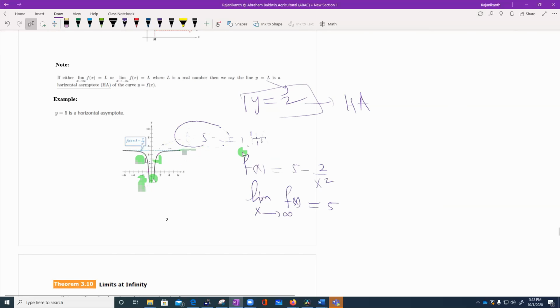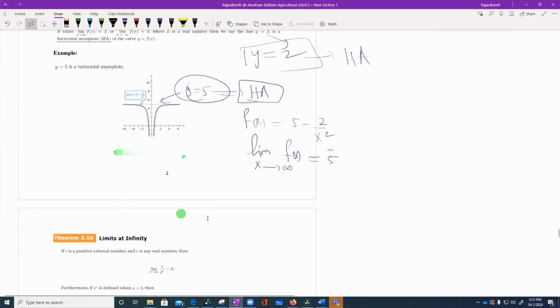Asymptote means the graph should approach that line, but not meet the line. It should approach all the way to that line. Since that line is a horizontal line, we call it a horizontal asymptote. So it is now clear that if you want to find horizontal asymptotes, you have to plug in either x positive infinity or negative infinity and find out the y value, function value, limit value. So that is about the horizontal asymptotes.